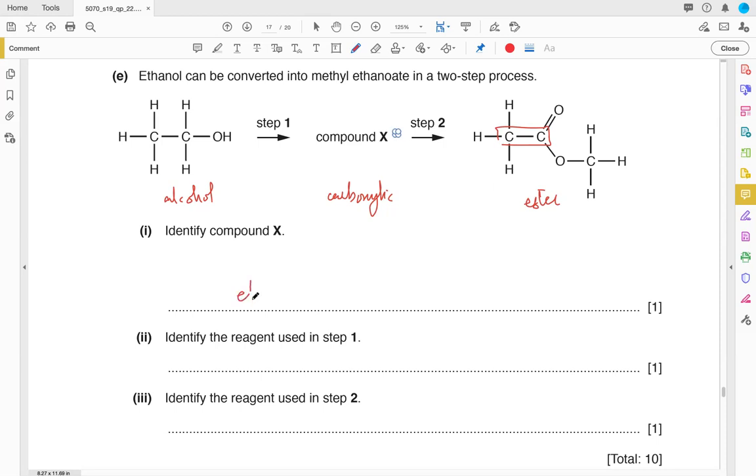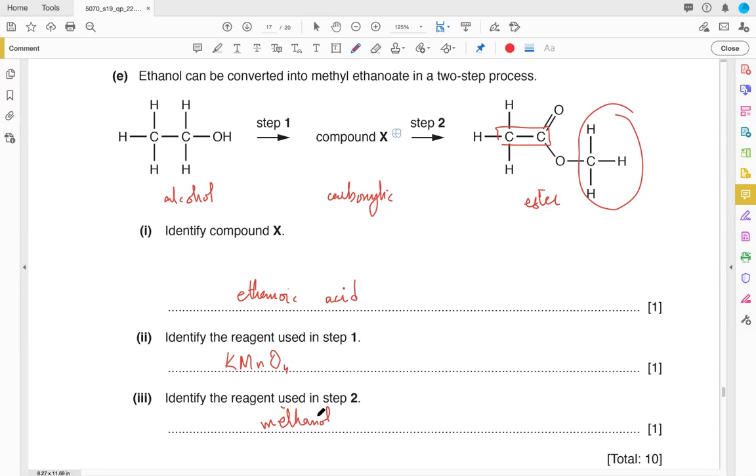It is ethanoic acid. What is used to convert this to this? KMnO4, because we want to oxidize this. What is used to convert carboxylic acid, ethanoic acid to ester? We will need an alcohol that provides this. What alcohol provides 1 carbon? Methanol.